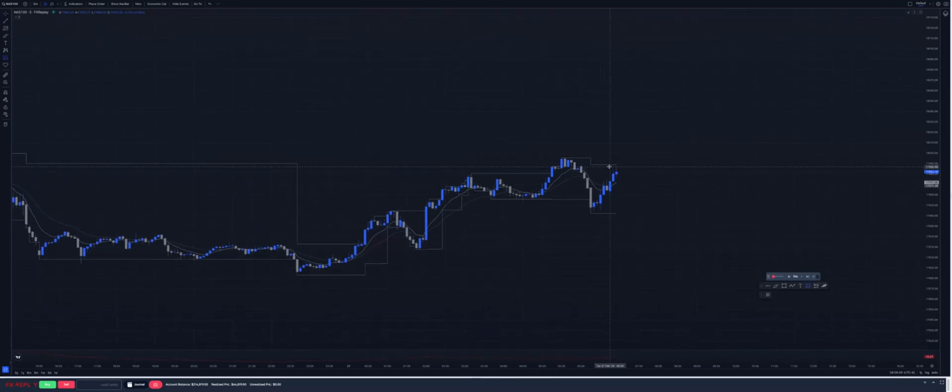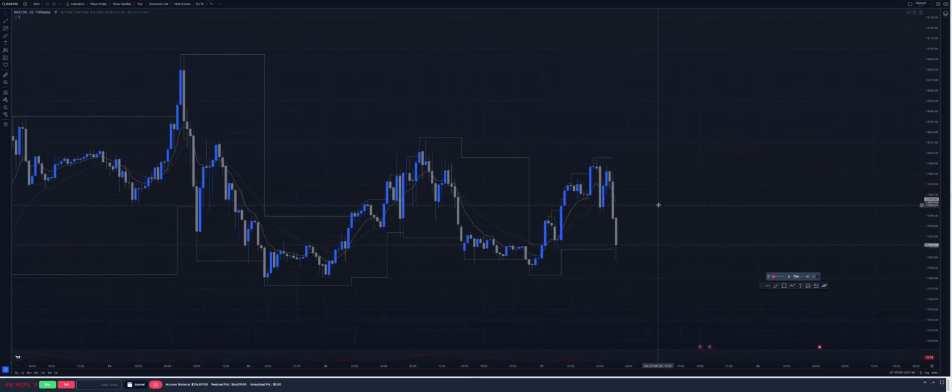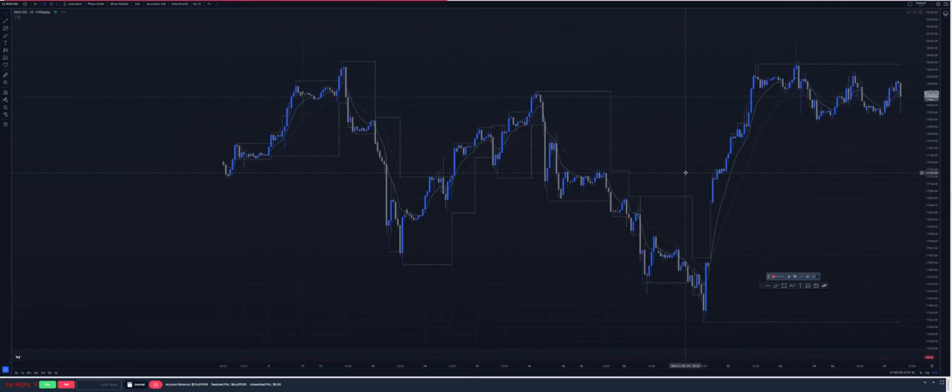You know, there was a really nice buy up into this range. So low somewhere right around here, ATR, and nothing. Bingo. Price just going to fall down.